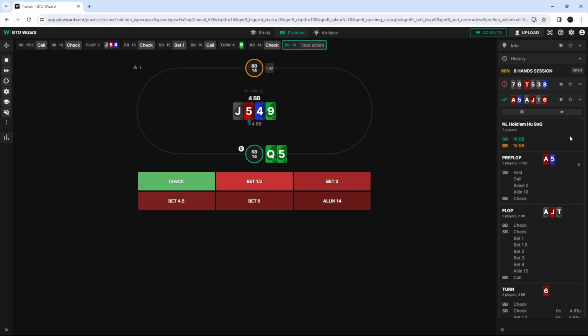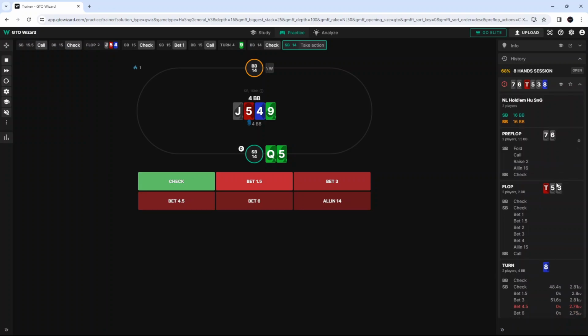Okay, probably wanted to check it then. So this is again somewhere I would load it up. And we see, okay, it wants to check. Oh, it wants to just go 3 as its main sizing. Okay, so it's not quite going into the overbet territory.